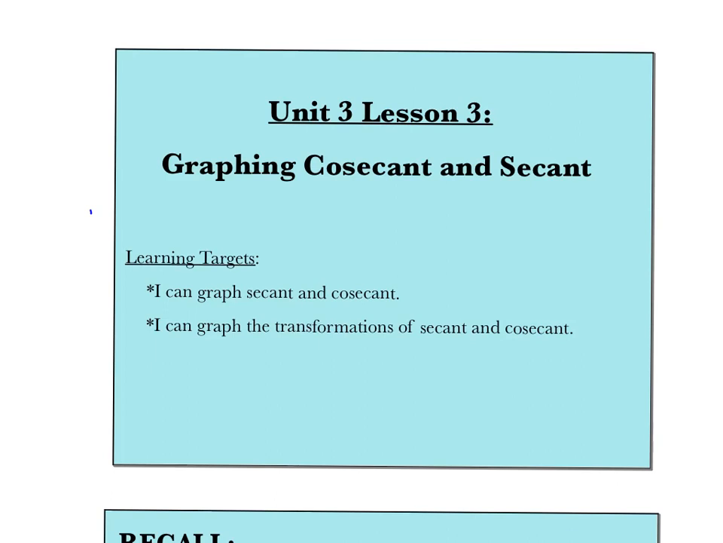We're looking at Unit 3, Lesson 3, talking about graphing cosecant and secant. So what you want to remember is that cosecant is 1 over sine and secant is 1 over cosine. Remember that simple idea that there's one co between each pair. So we want you to be able to graph cosecant and secant and graph any transformations.